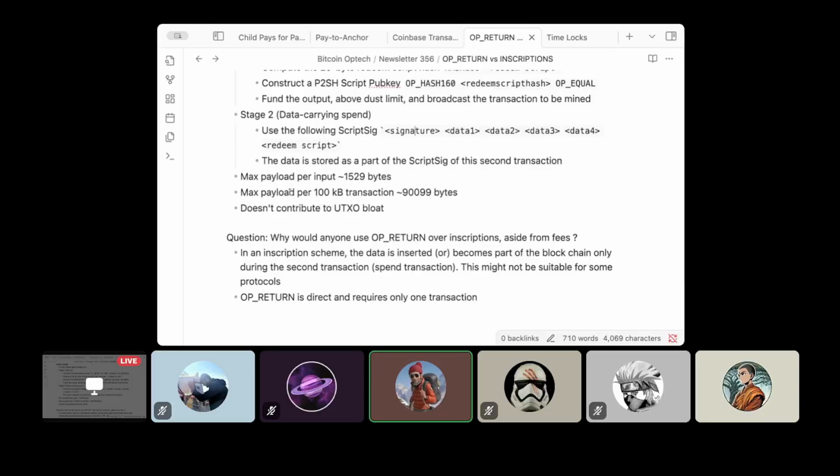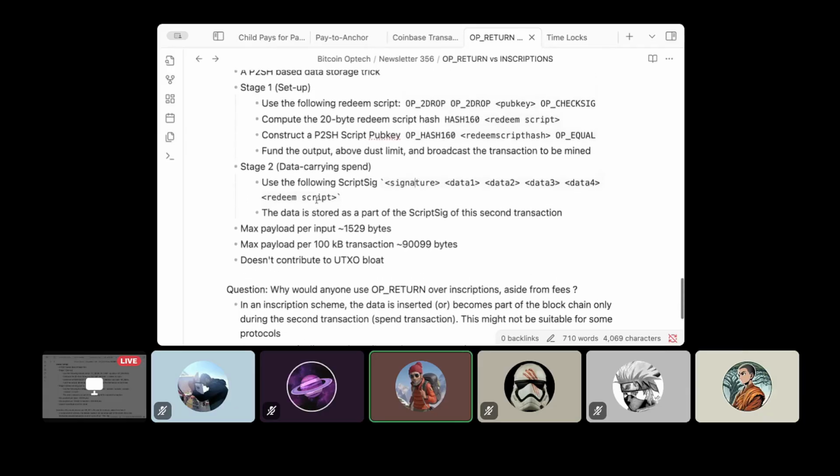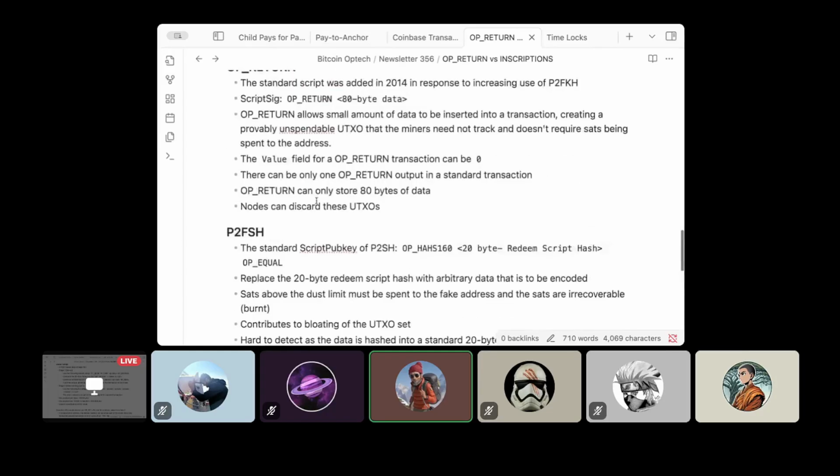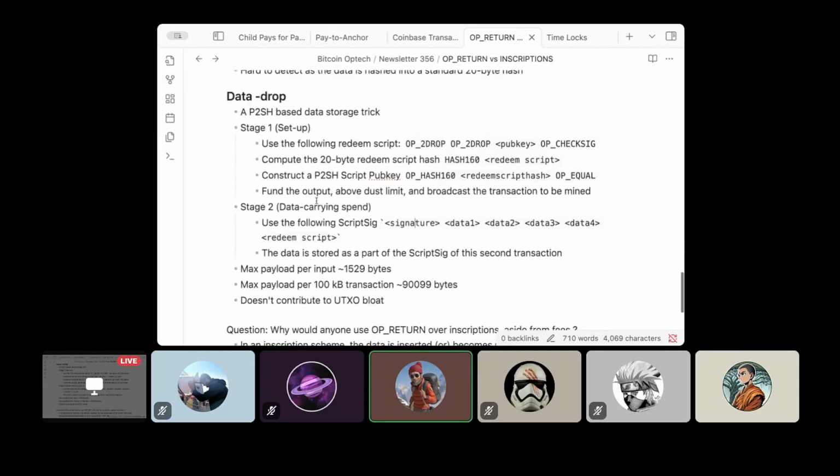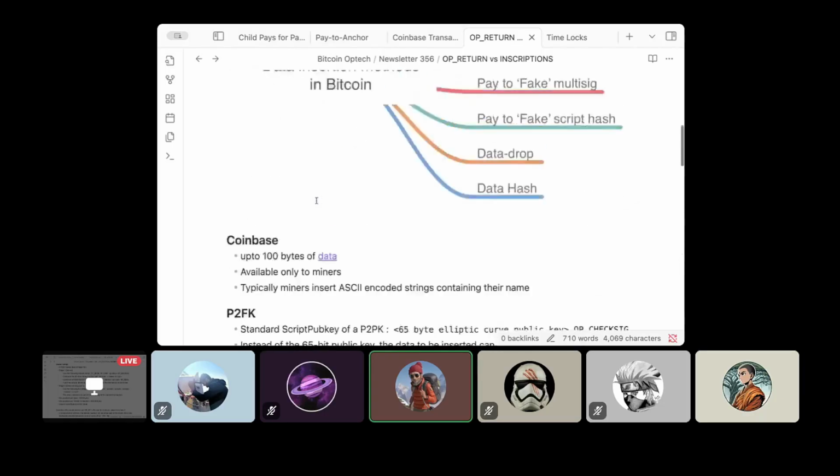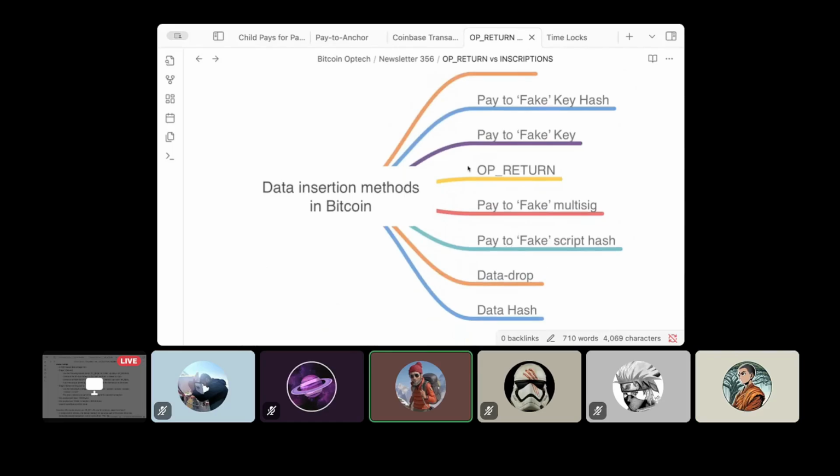And it has a higher payload, so you can put in like 1.5 KB of data per input, and you can put in like 90 KB of data per transaction. So this is a lot more sophisticated way of inserting data into the blockchain. So these are all the legacy methods of inserting data into the blockchain.